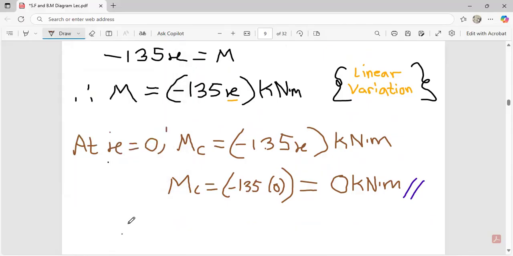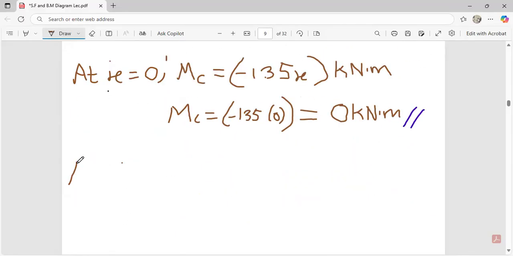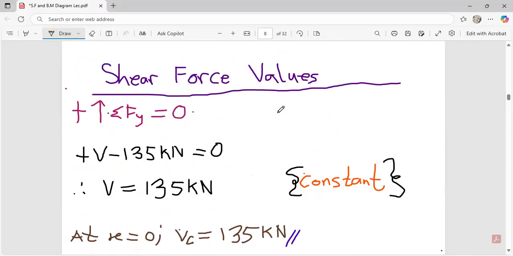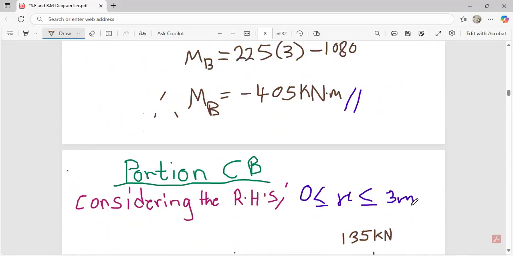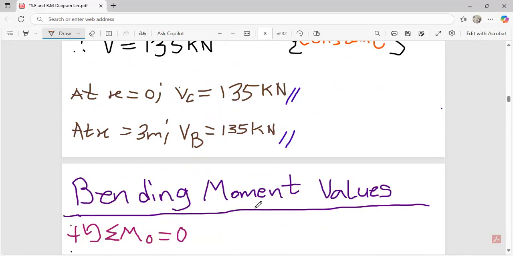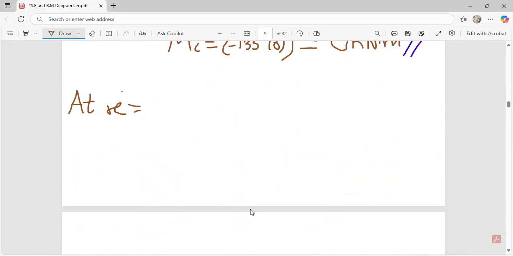So also at x is equal to 3 meters. This 3 meters, I'm taking from this 3 meters. I've done for C first, that's what I did for CB. Now I'm doing for B. So at x is equal to 3 meters, what is going to happen?